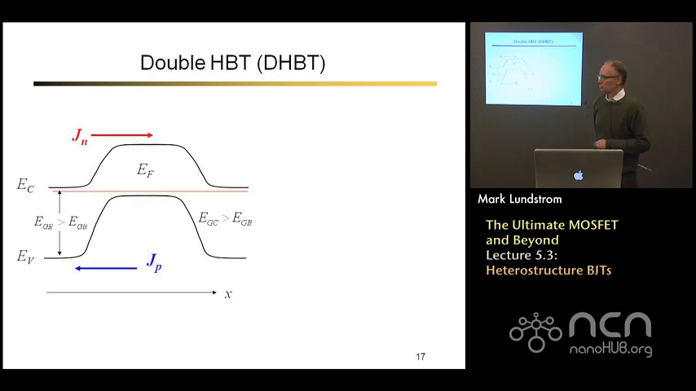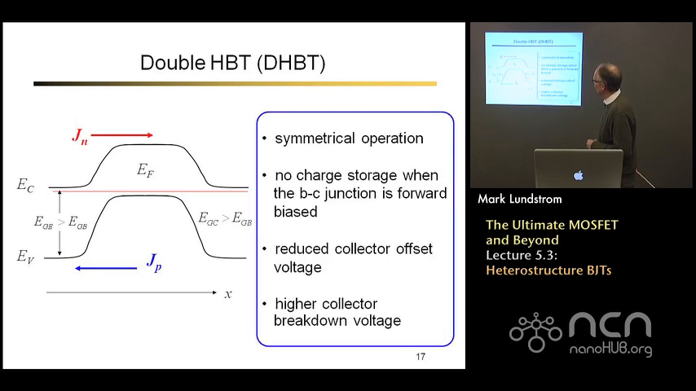Now, what's a double HBT? A double HBT is where we make the emitter and the base out of different materials. Sometimes the emitter, base, and collector are made of three different materials. Sometimes we use the same material for the emitter and collector. If we use the same material, we have symmetrical operation. You know, a MOSFET is symmetrical. In a circuit, you can interchange source and drain and everything is the same. If we do a double HBT, we can get symmetrical operation.